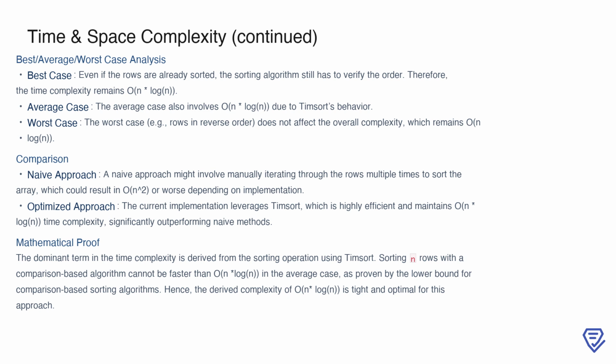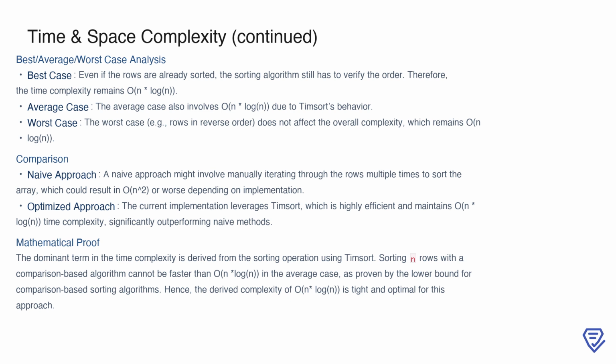In the best case, where the rows are already sorted, the sorting algorithm still goes through the process of verifying the order, so the time complexity remains O(n log n). In the average case, the behavior of timsort also results in O(n log n), as the algorithm efficiently handles partially sorted data. Similarly, in the worst case, such as when the rows are in reverse order, the complexity does not change, remaining O(n log n).